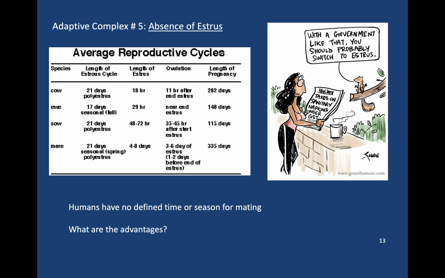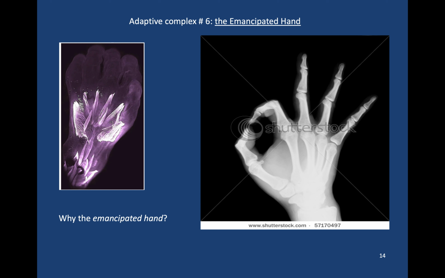Okay, so hopefully absence of estrus is pretty obvious to you in terms of advantage for the human species. All right, this is pretty cool, and this speaks to what we call a positive biofeedback loop that involves the human brain as well, and it deals with the emancipated hand.